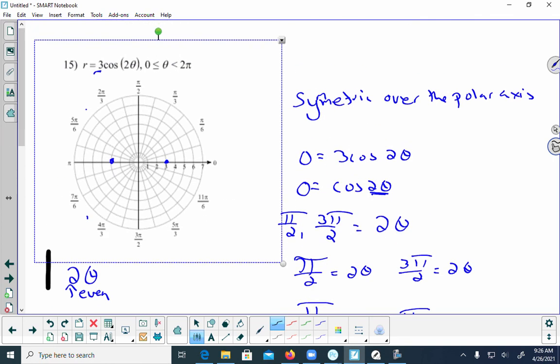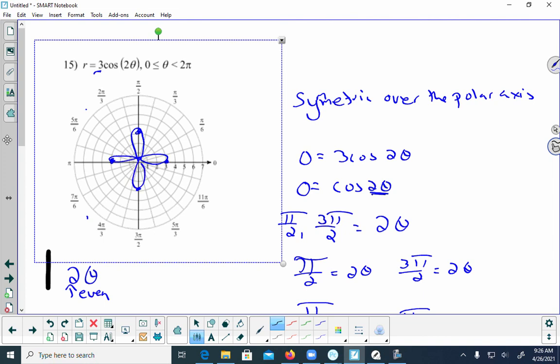I already have 2 here. So if I go 90 degrees or pi over 2, the next one's going to have to be here. Here's another pi over 2 or 90 degrees, and then the last one's going to be here. That accounts for my 4 petals. And there are my 4 petals.